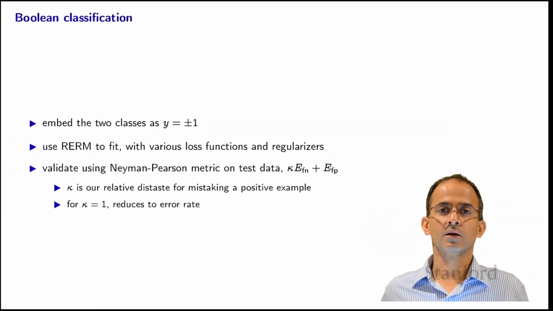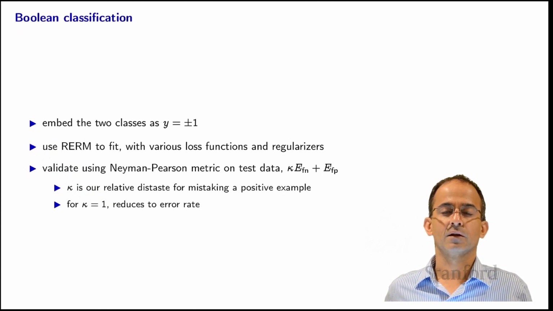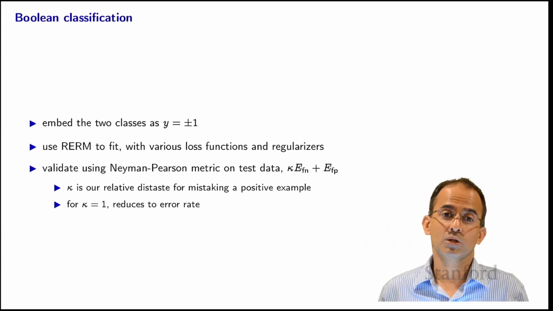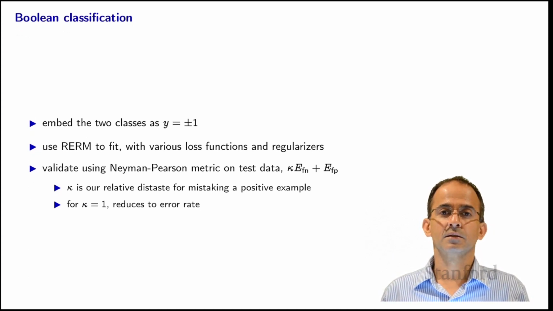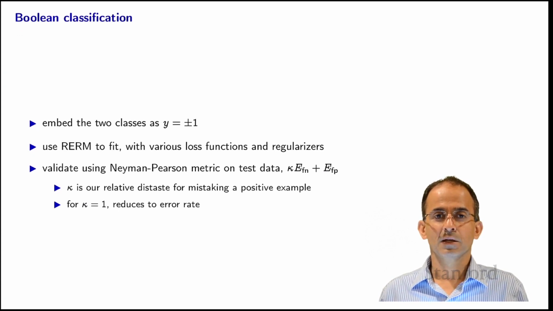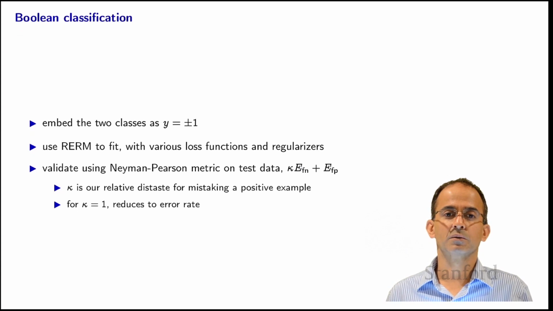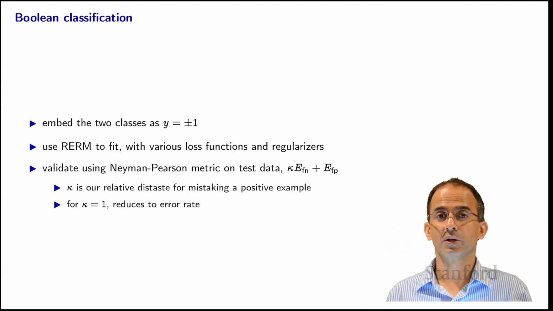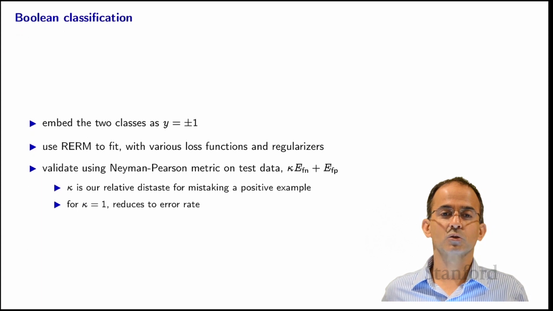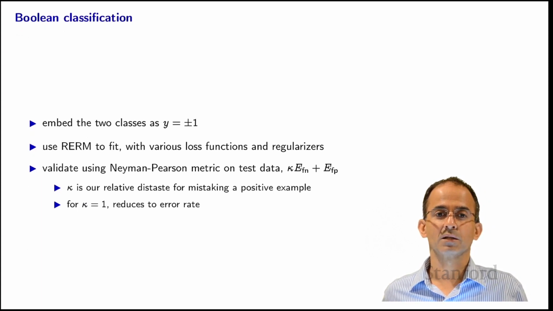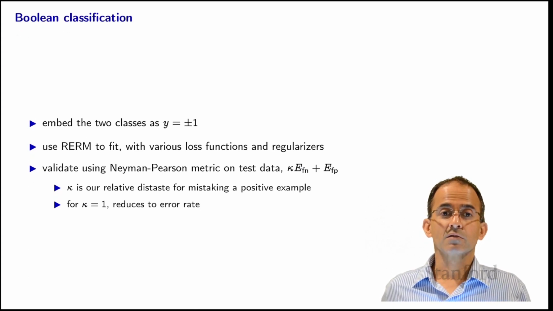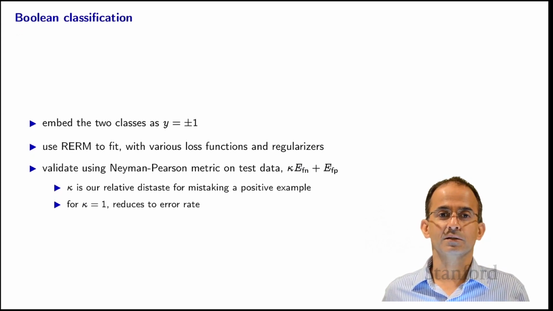So we've already seen the core idea. We have a target variable which is categorical, which we embed as representatives in Euclidean space. And in the Boolean classification case, we will embed them in a one-dimensional Euclidean space, the reals, as plus or minus 1. So true might embed to plus 1 and false to minus 1. And then we use regularized empirical risk minimization to fit with various loss functions and regularizers.